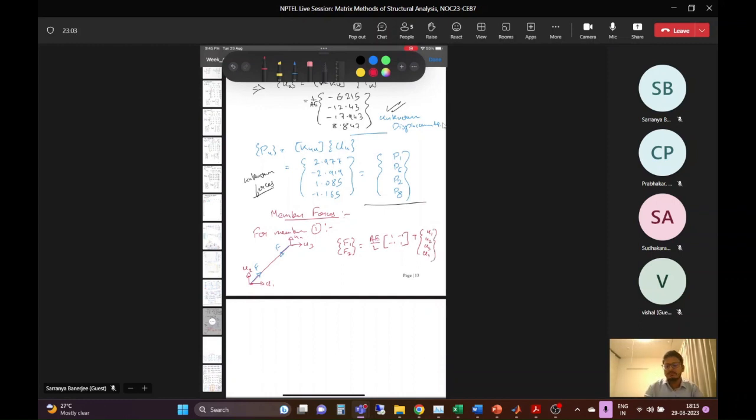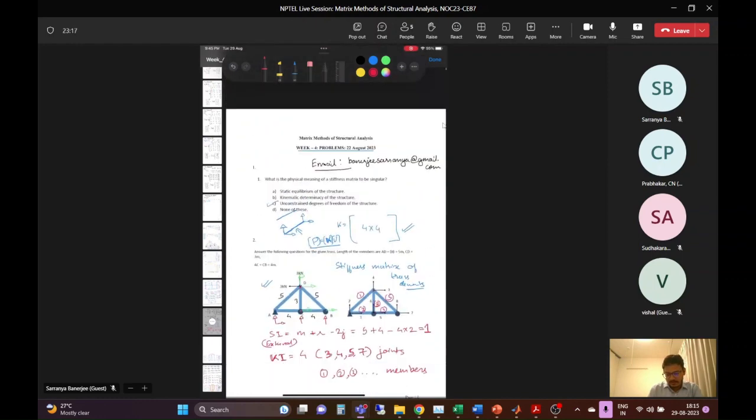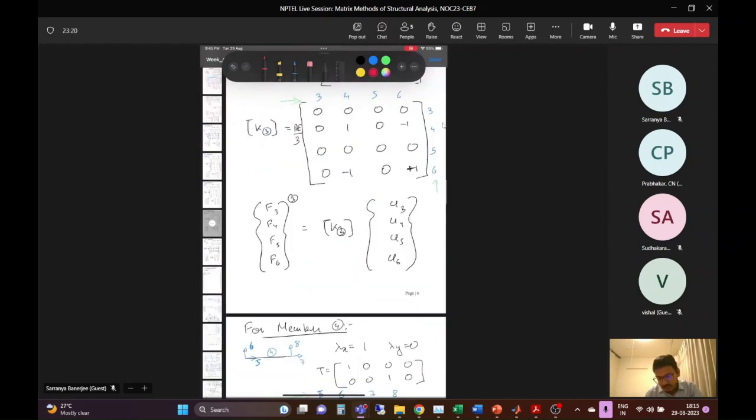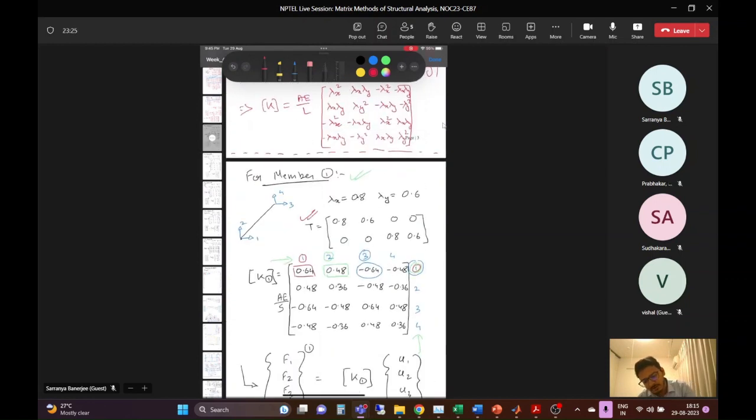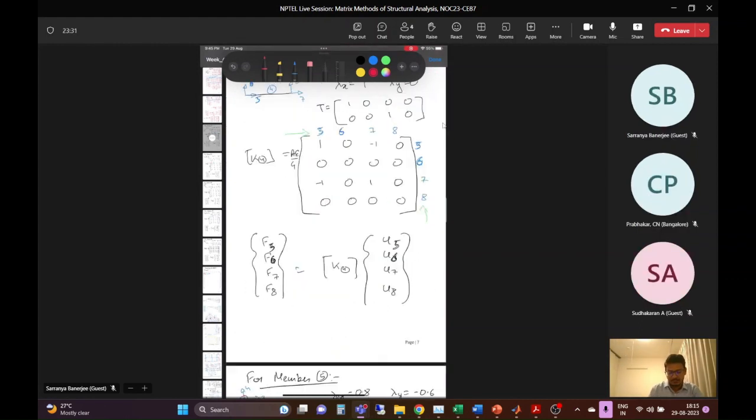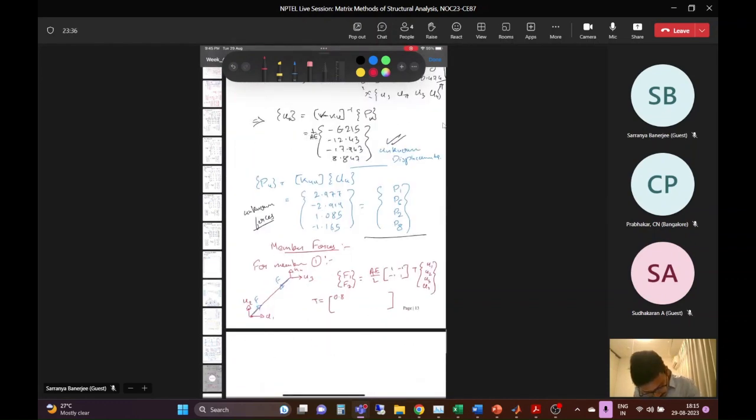This equation is acceptable to all? I think so, right? This equation is correct, right? Now let us check what was the transformation matrix for member 1. Transformation matrix was 0.8, 0.6, 0, 0, 0, 0, 0.8, 0.6. So we'll write the transformation matrix over here: 0.8, 0.6, 0, 0, 0, 0, 0.8, 0.6.